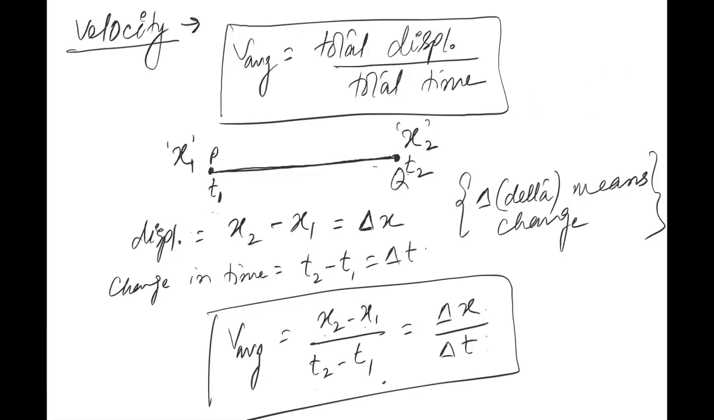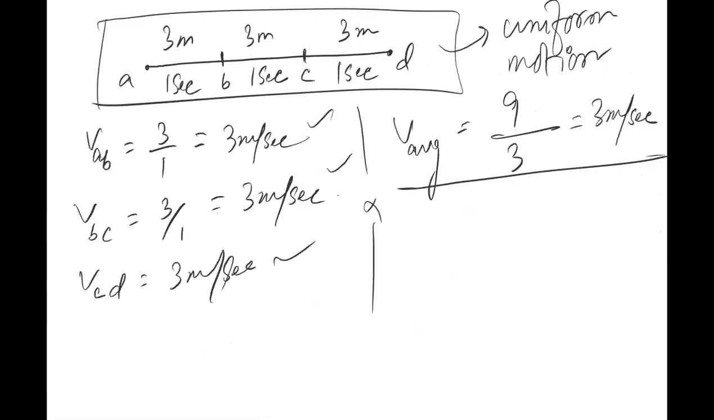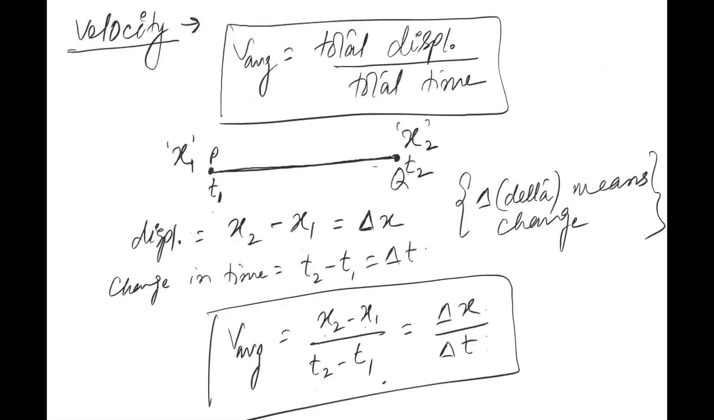Yes, sir. Now I'm going to the next slide. Now, this was the average velocity, right? Average velocity is displacement upon time, or total displacement upon time, and this total displacement can also be written as delta x upon delta t. That is change in position upon change in time, right?